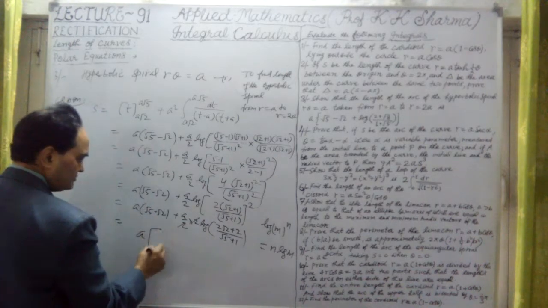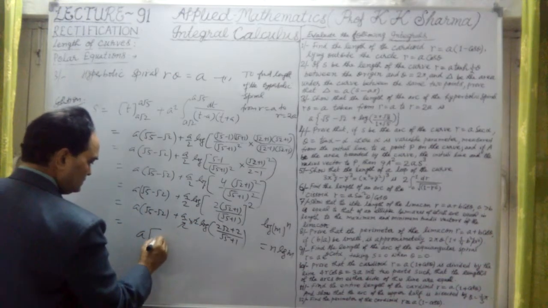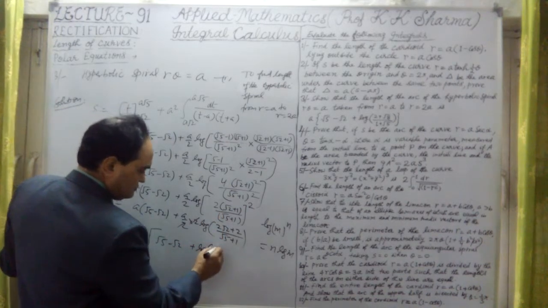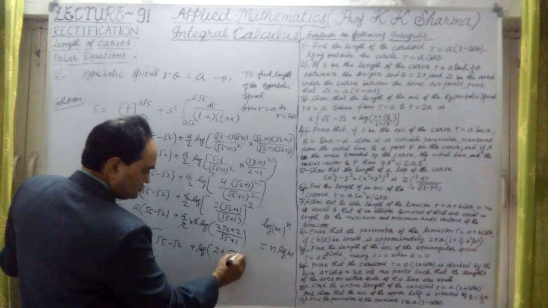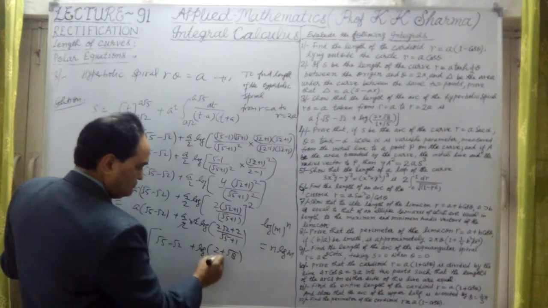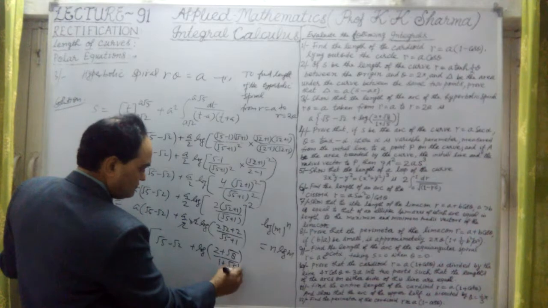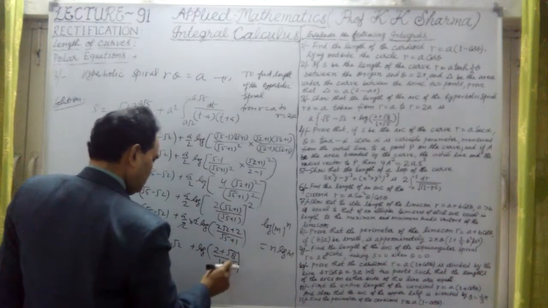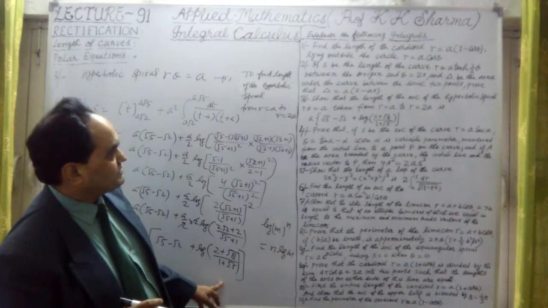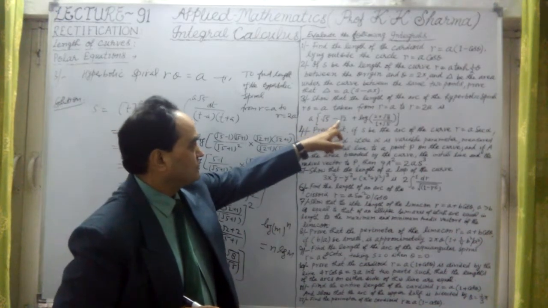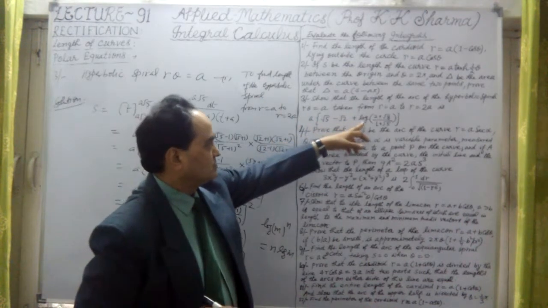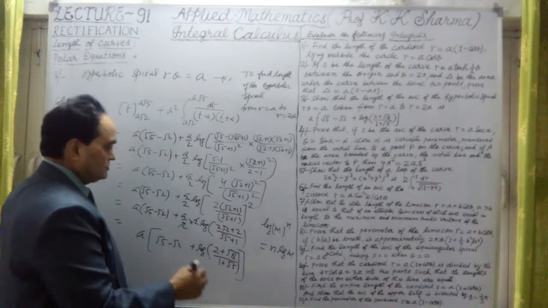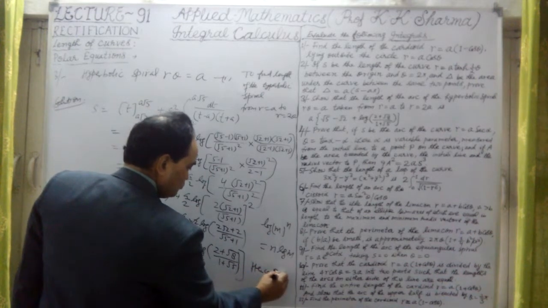Now a can be taken outside, now a common, this is only a left. So this is root 5 minus root 2 plus log of, now 2 root 2 is root 8, can be written as 2 plus root 8, because the square root of 8 is 2 root 2, upon 1 plus root 5. This is the value which we have obtained here. What is the answer? This is a into root 5 minus root 2, a is outside common, and it is plus log 2 plus root 8 upon 1 plus root 5. Here same answer is obtained, hence it is proved the length of the arc, hence proved.